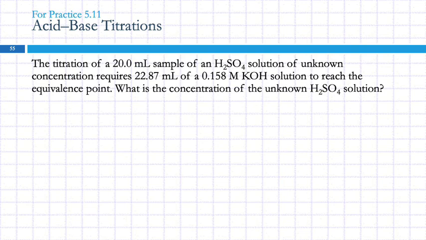Okay. A titration of a 20 mL sample of an H2SO4 solution of unknown concentration required 22.87 milliliters of a 0.158 molar KOH solution to reach the equivalence point. What is the concentration of the unknown H2SO4 solution?